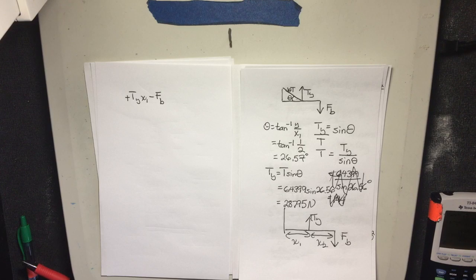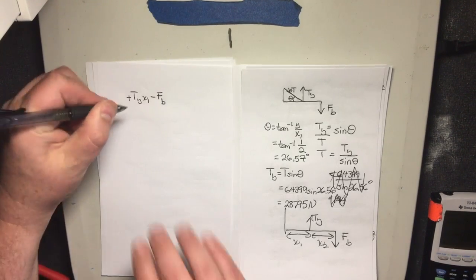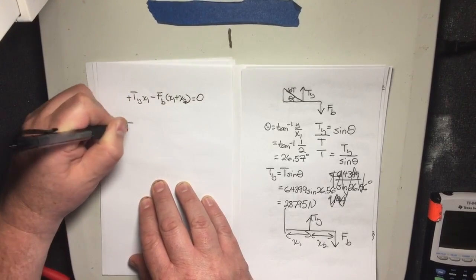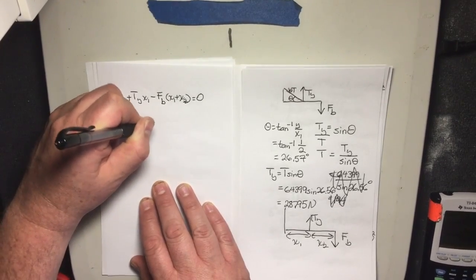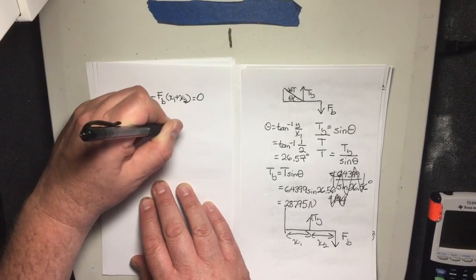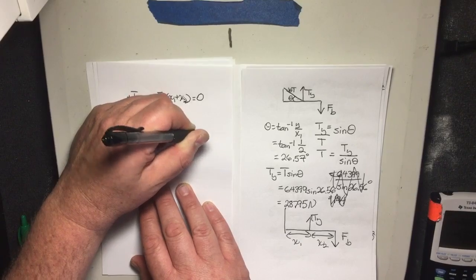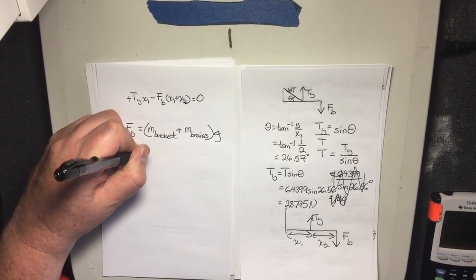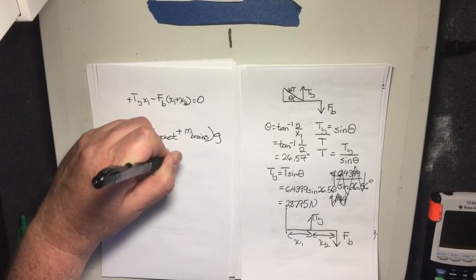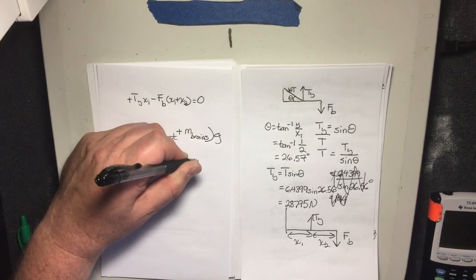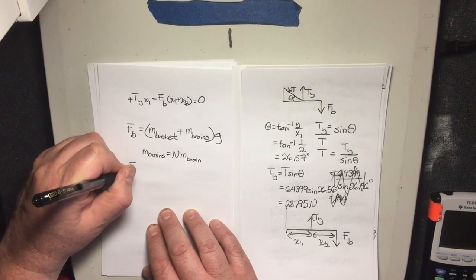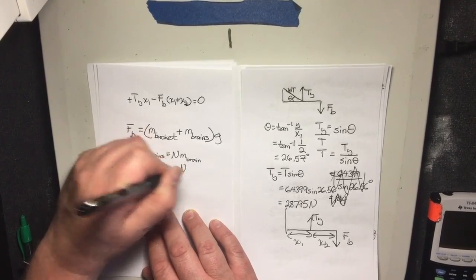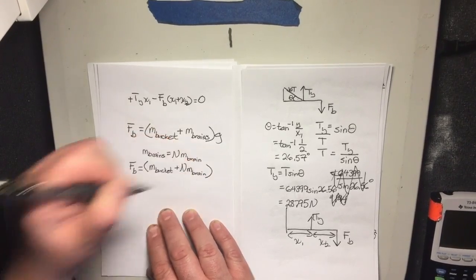So in the problem, that force of the bucket, or the force of the brains, is equal to the mass of the bucket plus the mass of the brains times gravity. The mass of the brains is equal to N times the mass of one brain. So this gives you the force down: mass of the bucket plus N times the mass of one brain, times gravity.